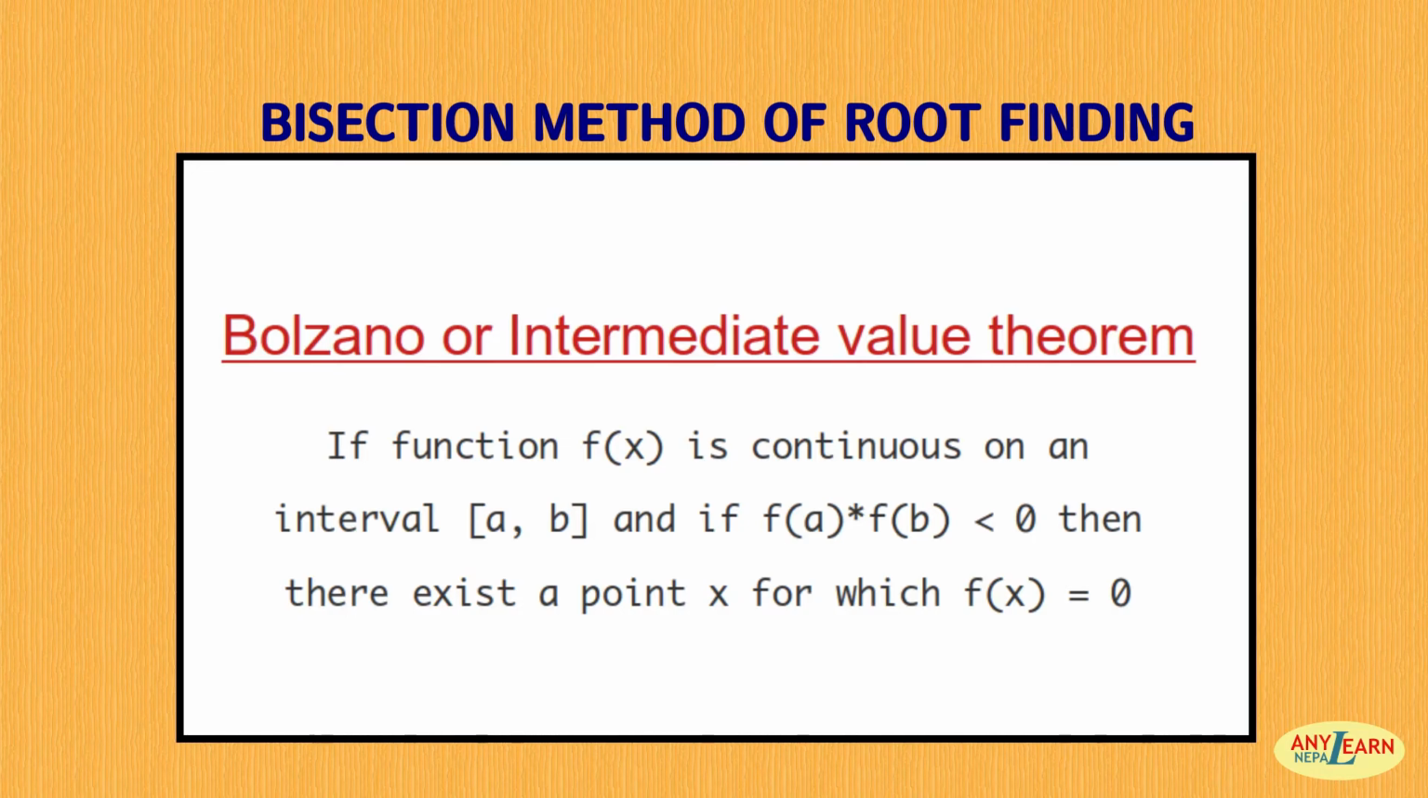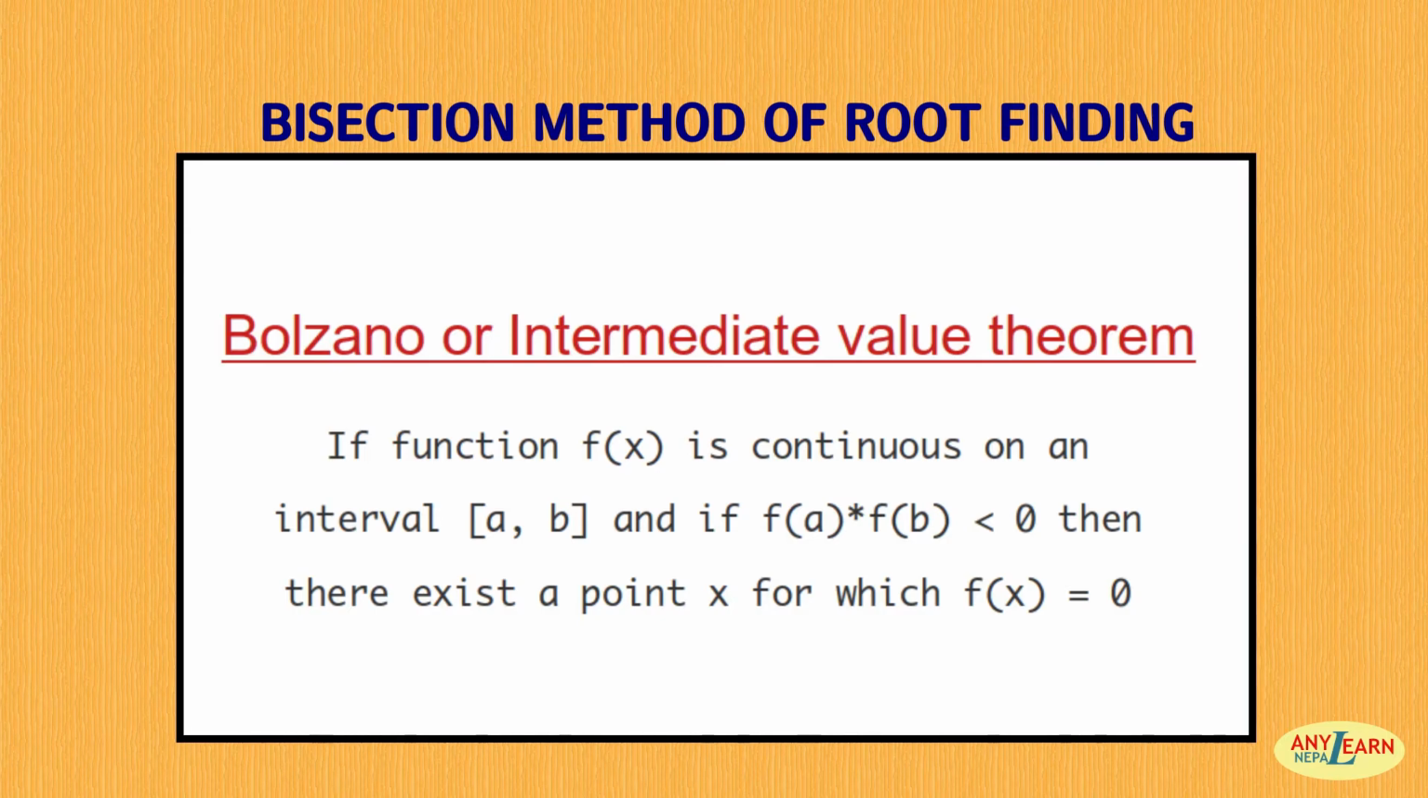The theorem is called the Bolzano or intermediate value theorem, and it says that if a function f(x) is continuous on an interval [a, b], and if f(a) times f(b) is less than 0, then there exists a point x for which f(x) is 0. So there exists a root in that interval where the product of the functional values at the interval points is less than 0. And that product less than 0 means a negative value. That means one point lies below the x-axis and the other point lies above the x-axis.